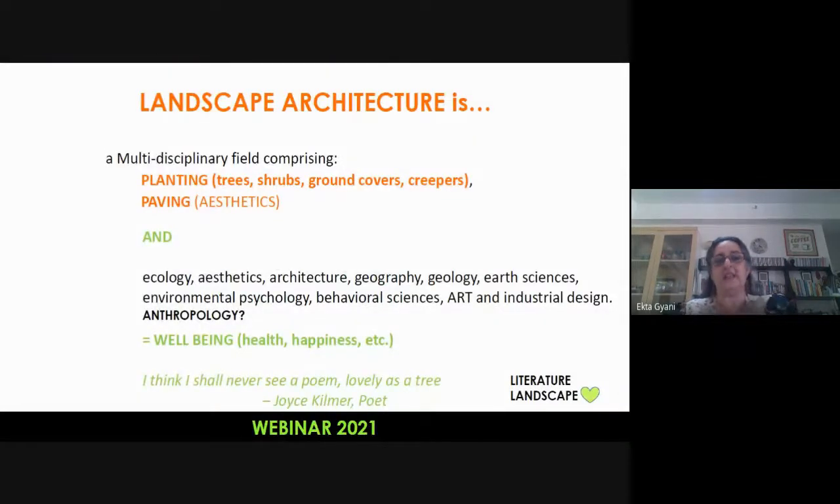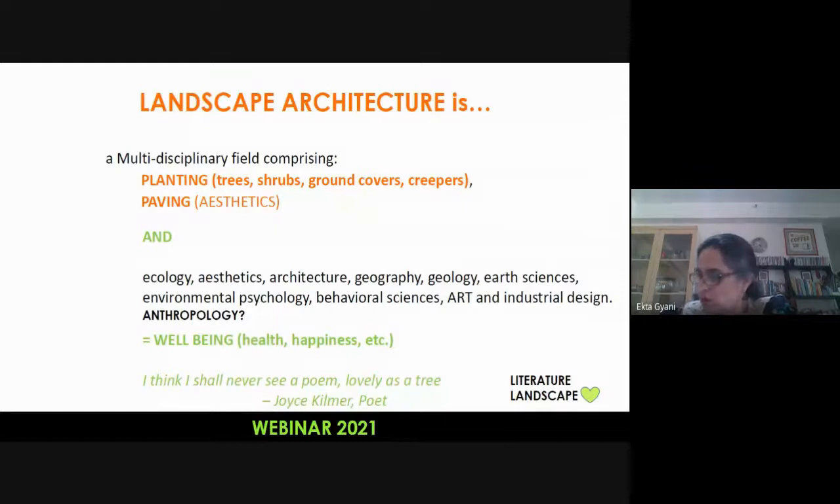Landscape architecture is a multidisciplinary field comprising planting, which is trees, shrubs, ground covers, creepers, paving, which means aesthetics, and landscape architecture is ecology, aesthetics, architecture, geography, geology, earth sciences, environmental psychology, behavioral sciences, art and industrial design. Anthropology, yes. Why anthropology? What happened on this site before we ever inhabited it is important to know. So landscape architecture is all about our well-being, about our health and our happiness.